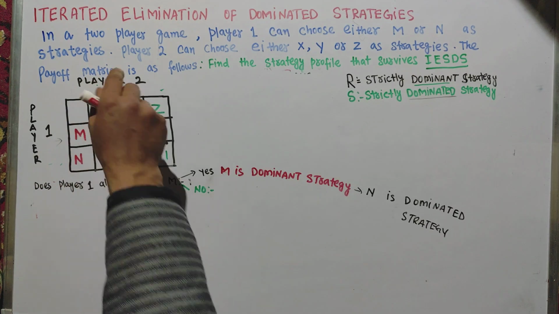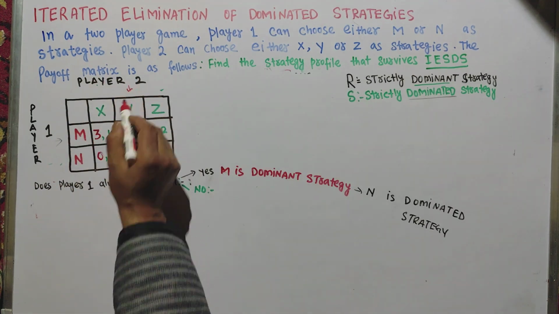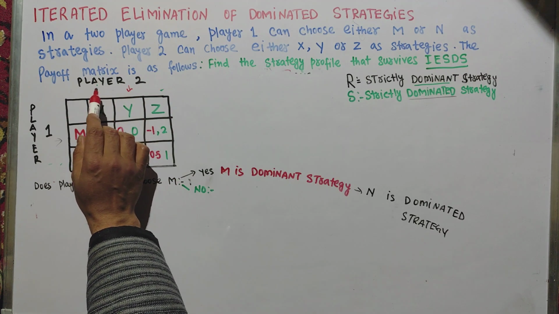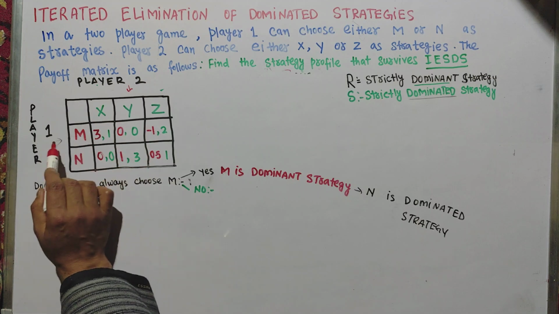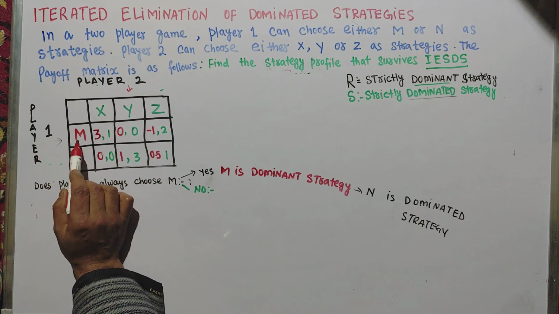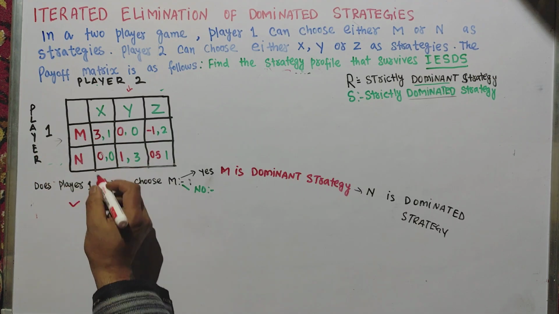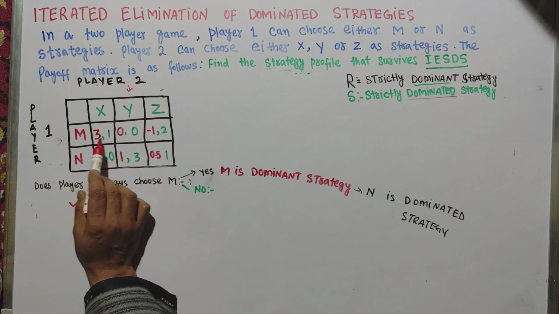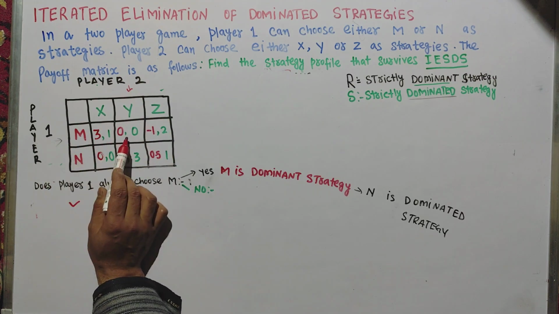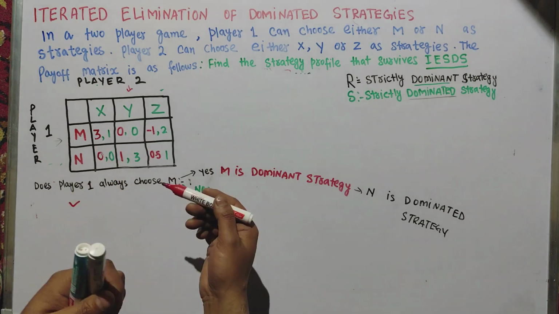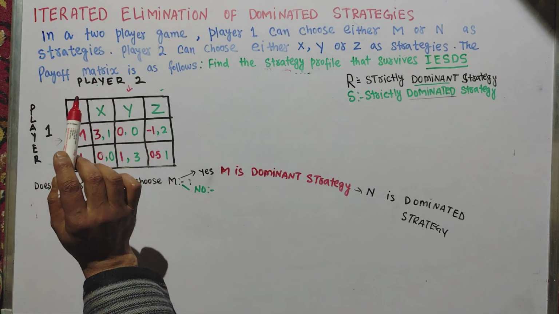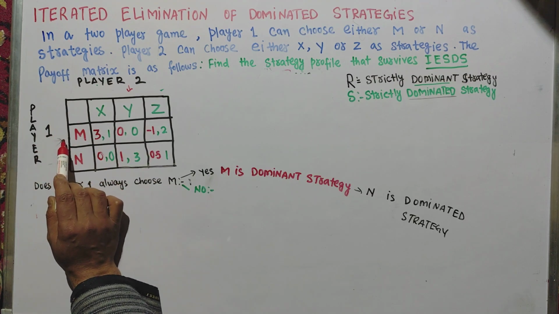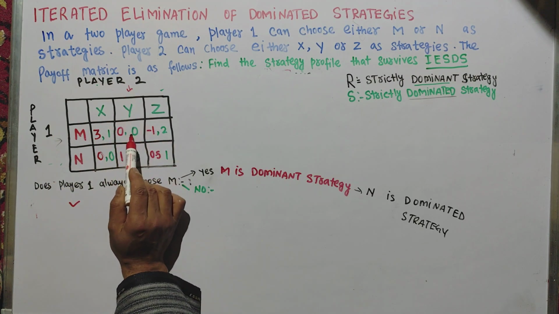But what happens when player 2 chooses Y? Here you can see, when player 2 was choosing X, player 1 was choosing M. That was right. Now when player 2 chooses Y, does player 1 again choose M? Let me repeat: does player 1 choose M again when player 2 chooses Y? Let us see.